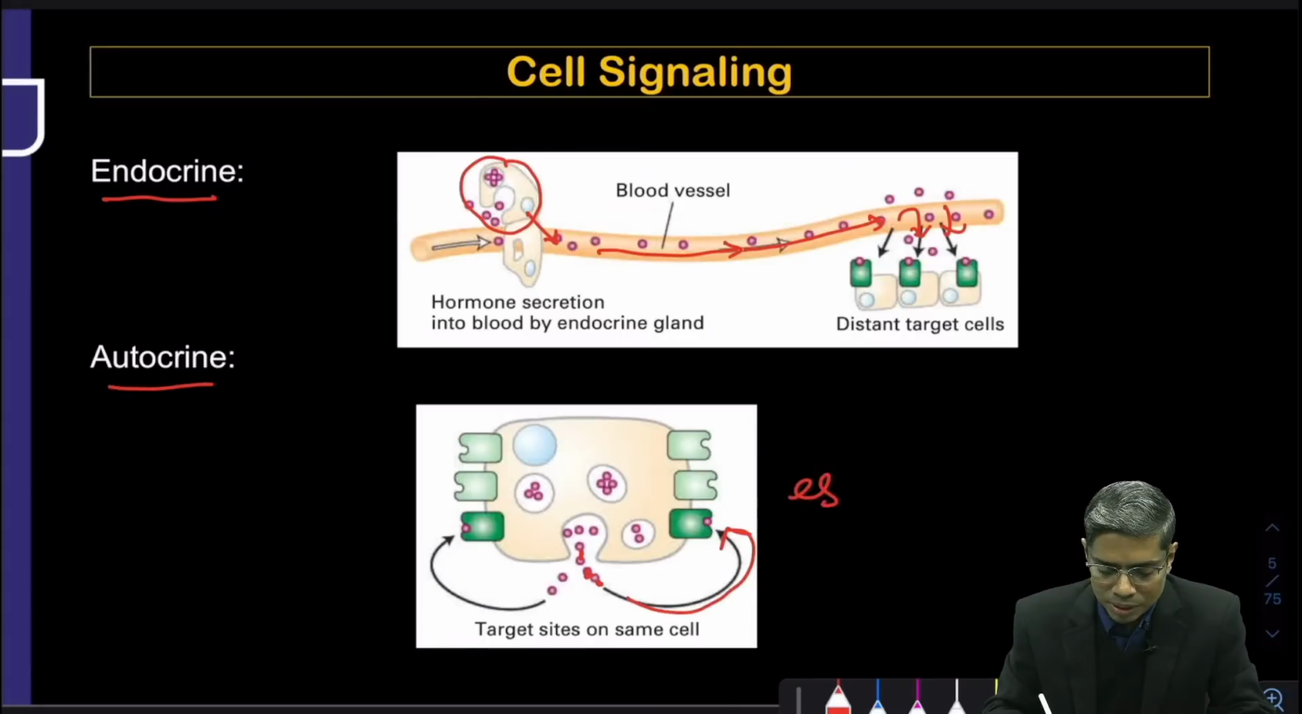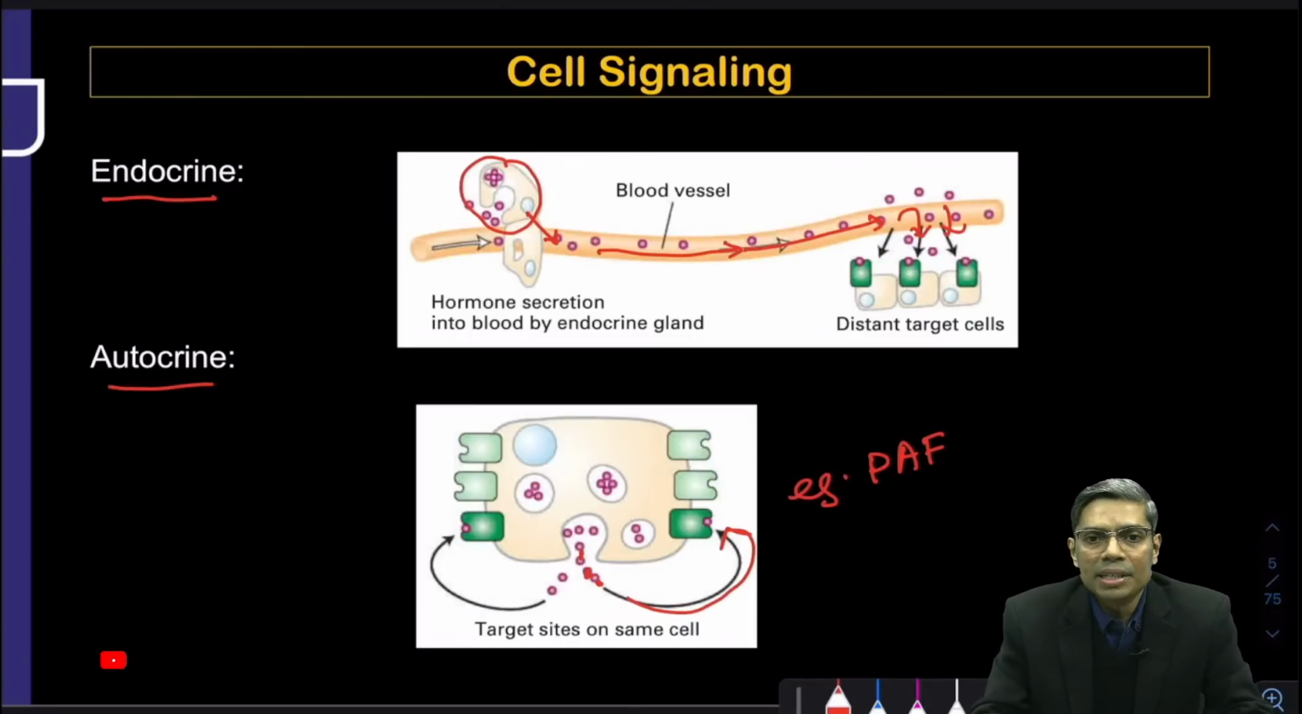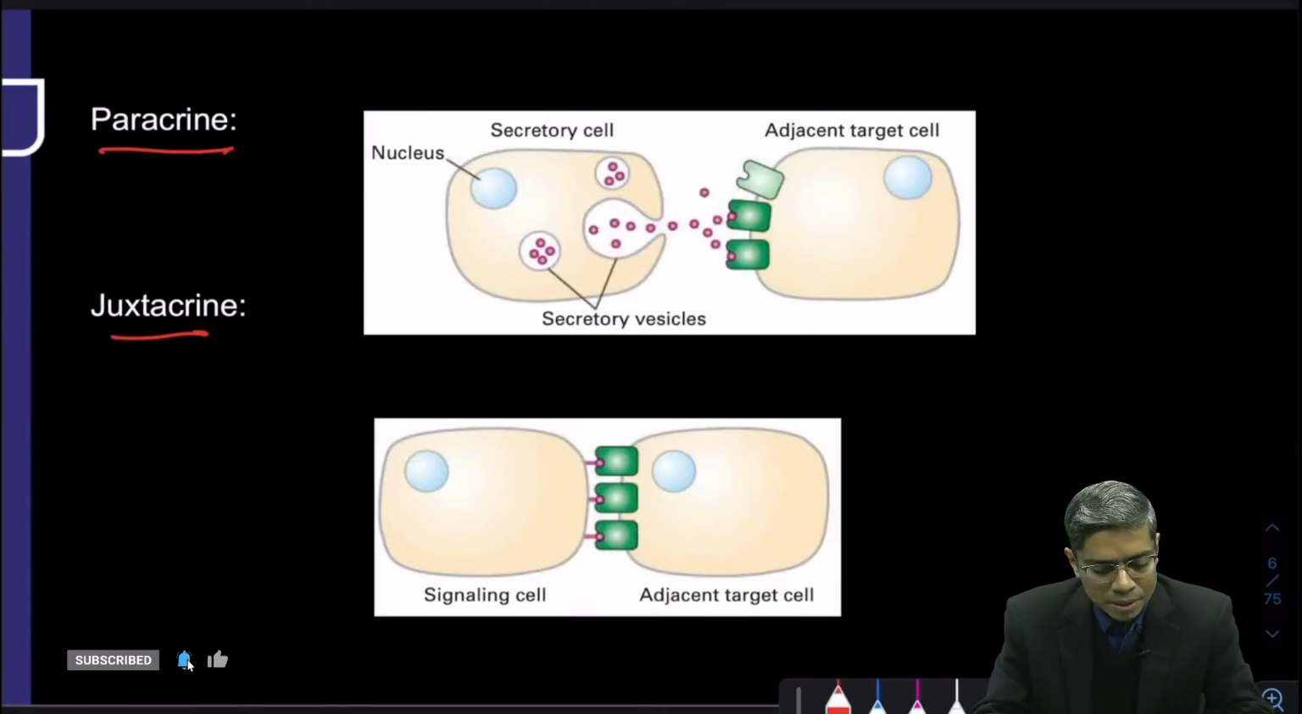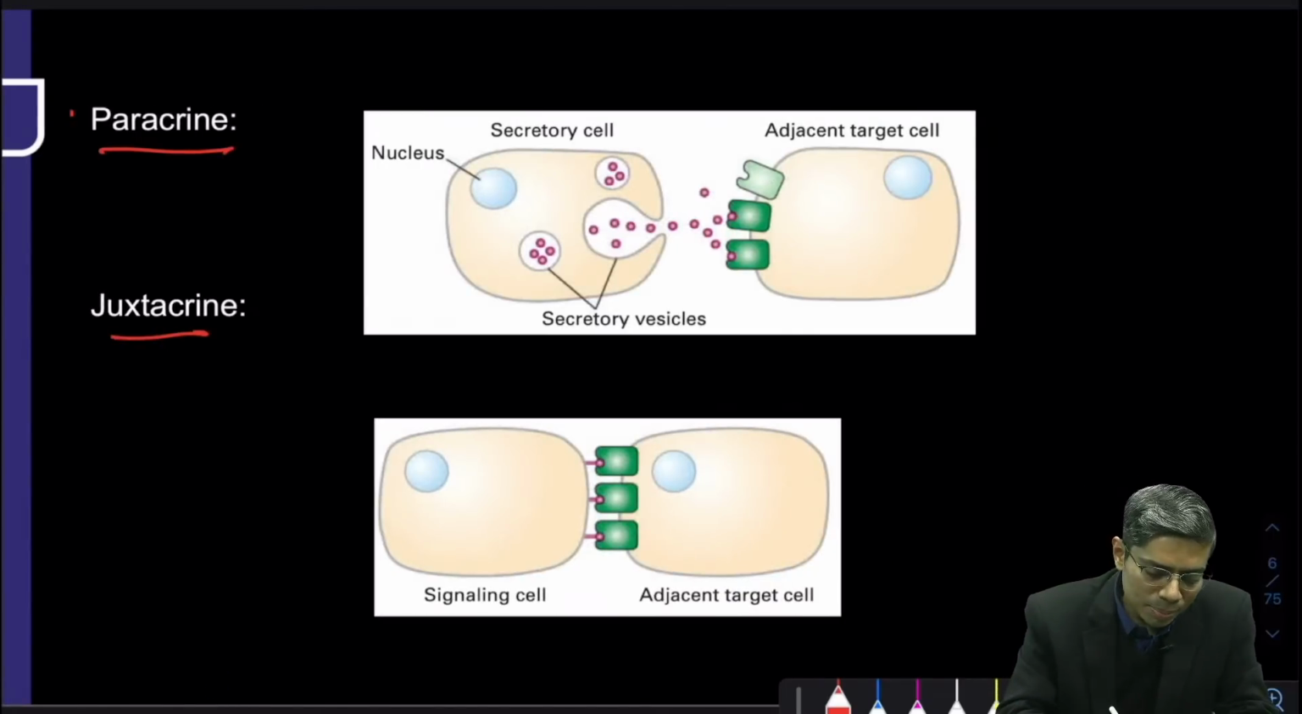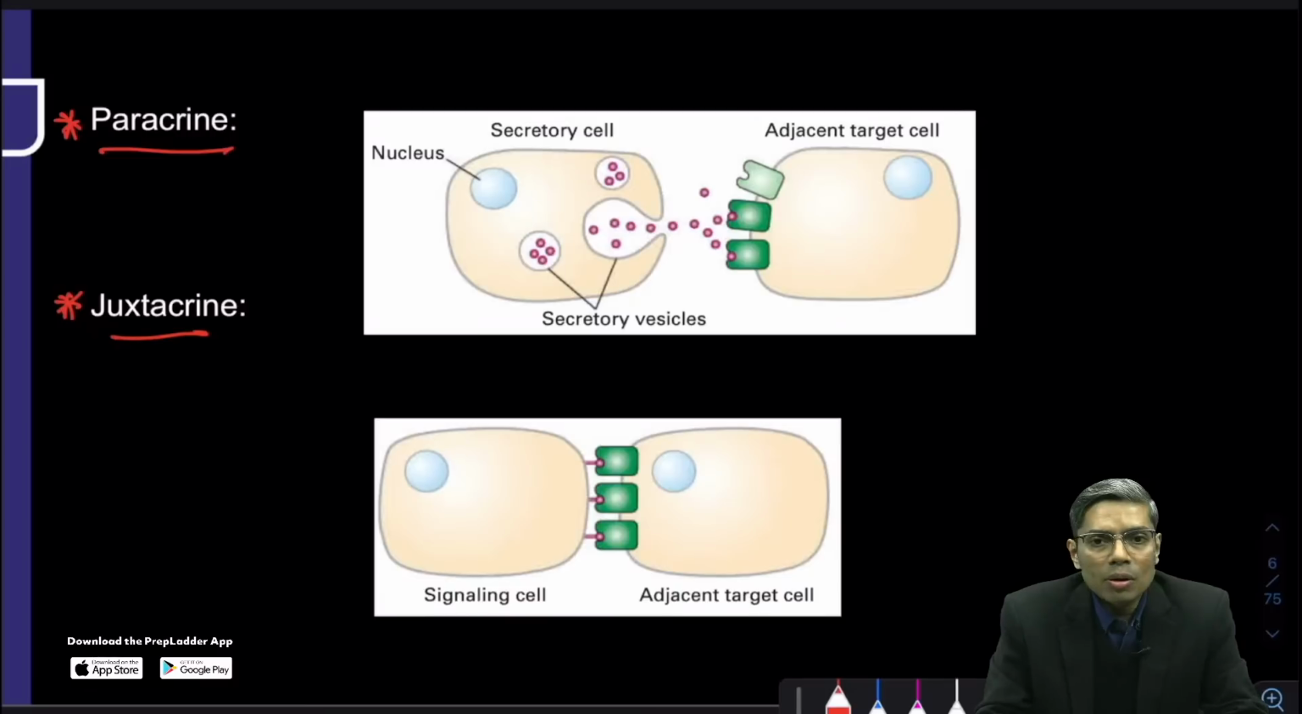The typical example of this autocrine type of signaling is PAF, okay? So platelet activating factor, this is one of the important autocrine signaling examples that you have to remember. Now look at these two important things. One is paracrine and one is juxtacrine, okay? According to the meaning, both are almost the same, but there is a little difference between these two.